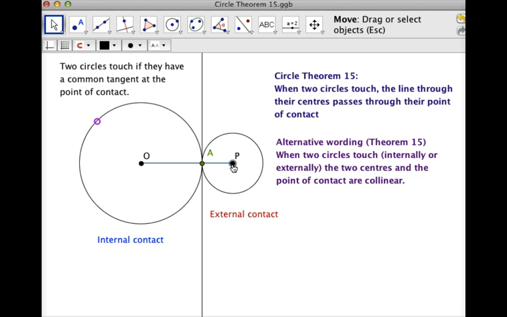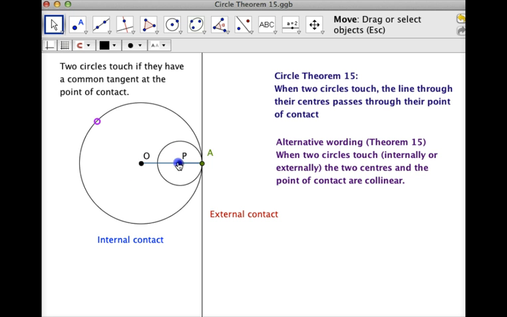So the alternative wording is when two circles touch, either internally or externally, the two centres and the point of contact lie in a straight line or are collinear. Okay? So in other words, those 3 points lie in a straight line.